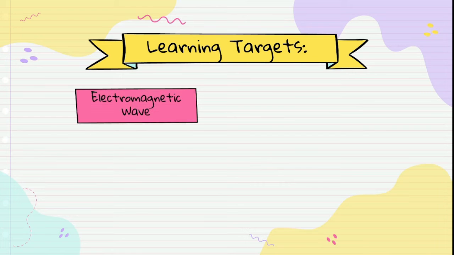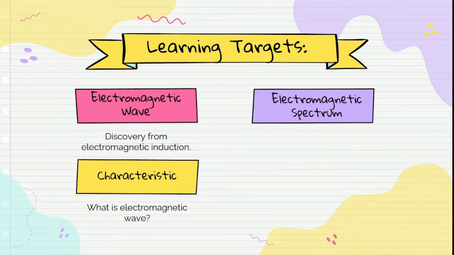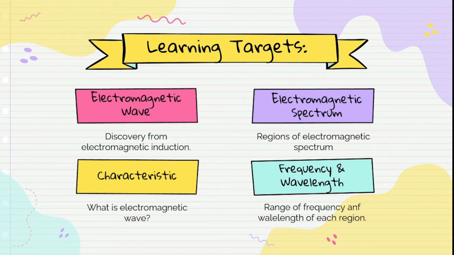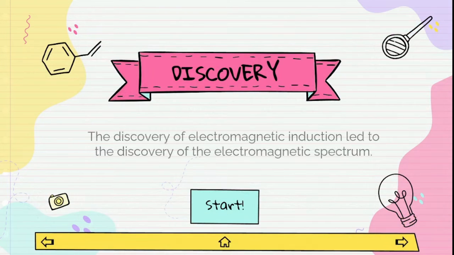At the end of this video, you should be able to track how electromagnetic waves were discovered through electromagnetic induction, describe the characteristics of electromagnetic waves, identify the regions of the electromagnetic spectrum, and determine the ranges of wavelengths and frequencies of each region. Let us now begin our journey in the discovery of the electromagnetic spectrum.